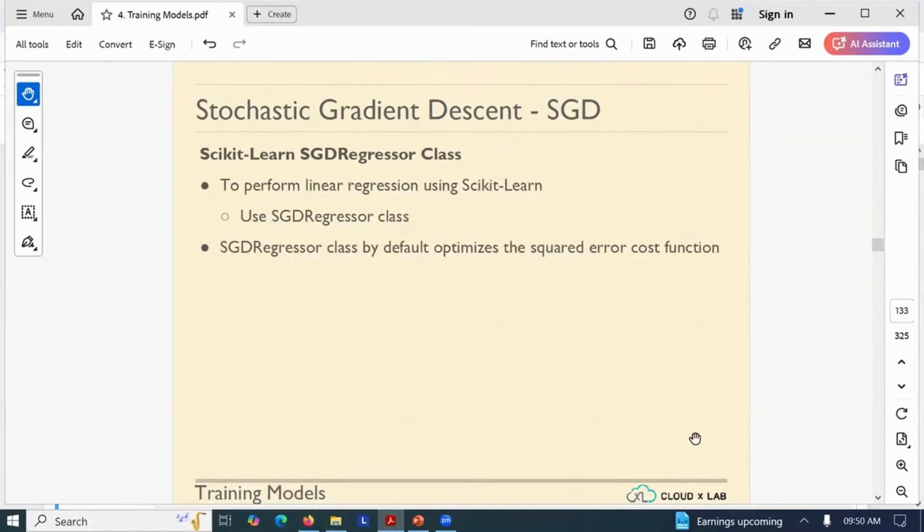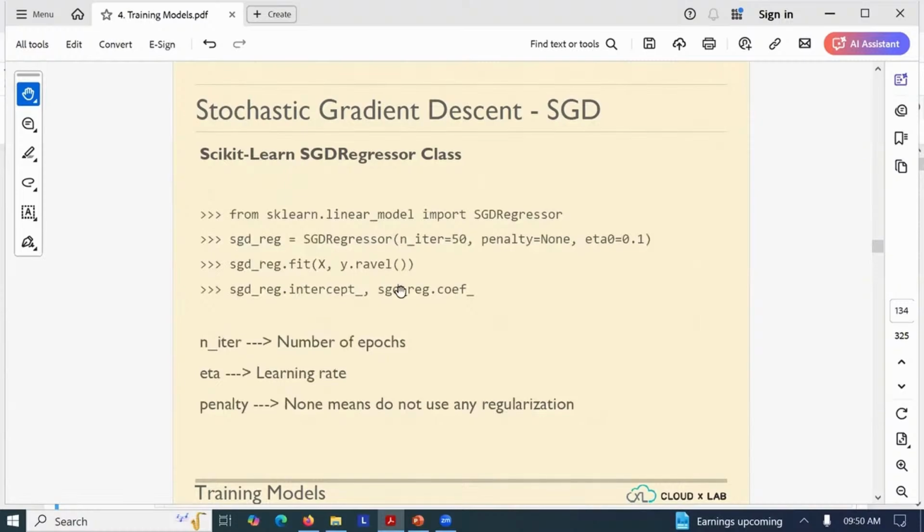Yes. We can also use the scikit-learn library function for the SGD algorithm, the stochastic gradient algorithm, right? So to perform linear regression using scikit-learn, we will use the SGDRegressor class, right? By default, this regressor class will use the MSE, meaning squared error, right? So for that, we will import SGDRegressor from sklearn.linear_model, and then we will use the SGDRegressor function, and in it we will pass some parameter values.